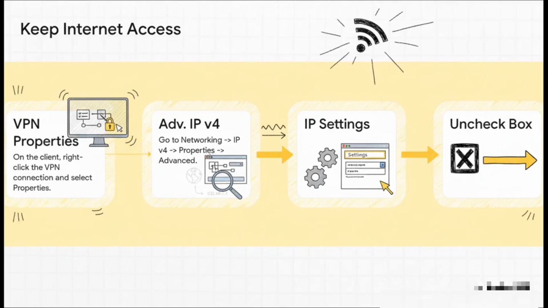And for our final and maybe most important pro tip, by default, when you connect to your VPN, all of your internet traffic tries to go through it, which can really slow things down. There's an easy fix. On your client machine, go into the advanced network properties for your VPN connection and uncheck one little box. Use default gateway on remote network.